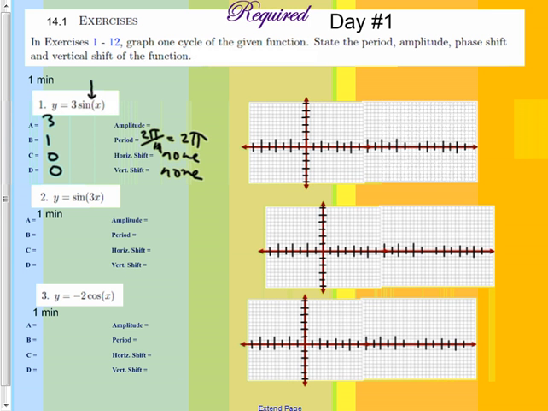It's kind of like a horizontal stretch or shrink. All right, and the last thing is the amplitude was 3, and we already had that. There we go. Okay. I hope you feel like that first part's easy.